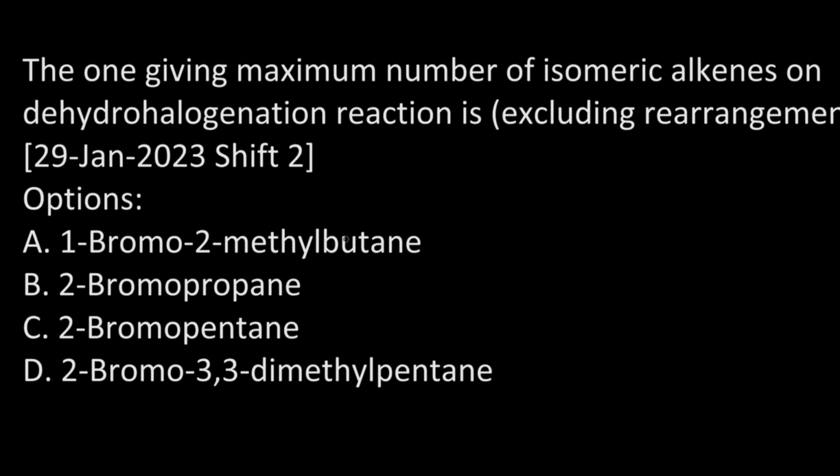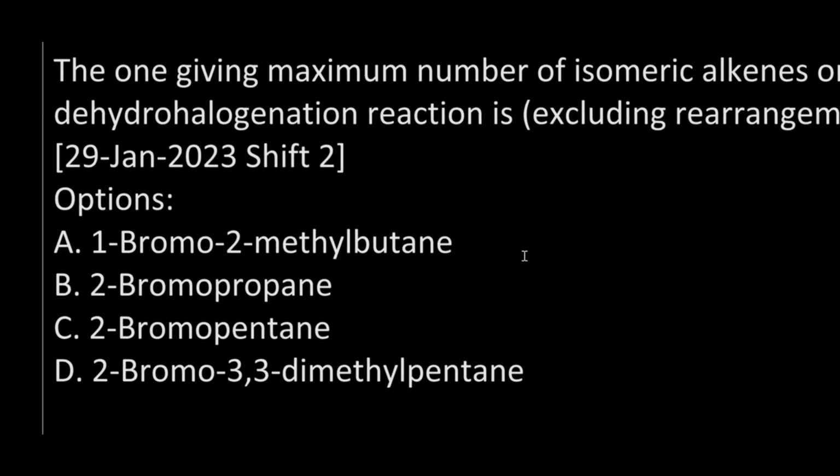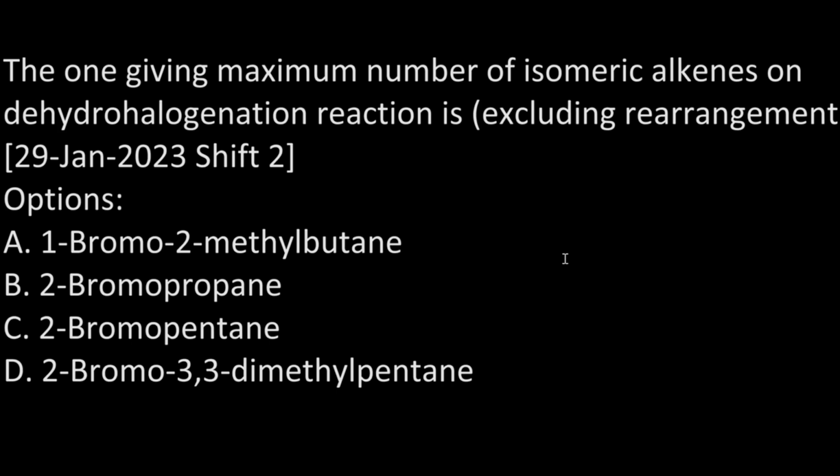Then the next question: the one giving maximum number of isomeric alkenes on dehydrohalogenation reaction is, maximum number of isomeric alkenes. So what are the options given? It is 1-bromo-2-methylbutane, 2-bromopropane, 2-bromopentane, and 2-bromo-3,3-dimethylpentane. So let's see one by one.